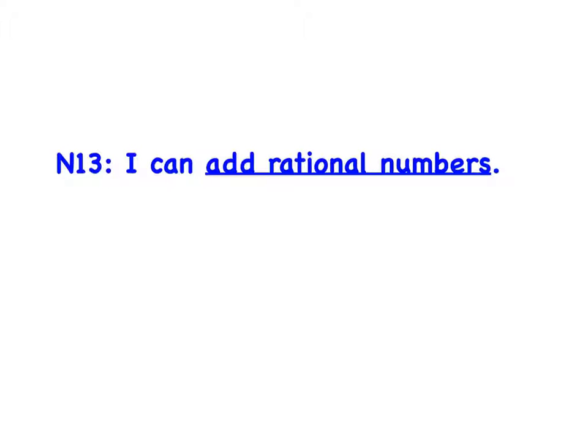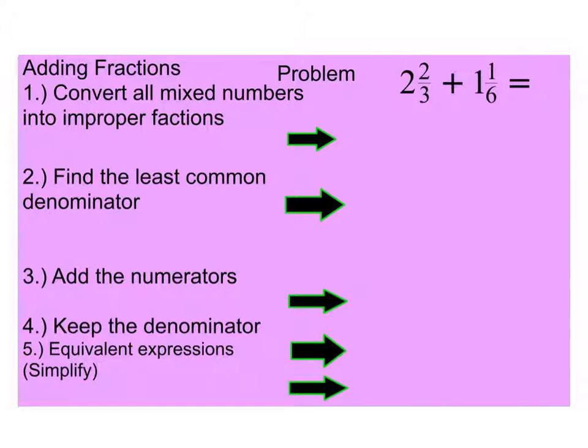Our I can statement for today is I can add rational numbers. Here's our example problem, 2 2/3 plus 1 1/6. So we're going to go through step by step how to add fractions by hand. Step 1 is to convert all mixed numbers into improper fractions.